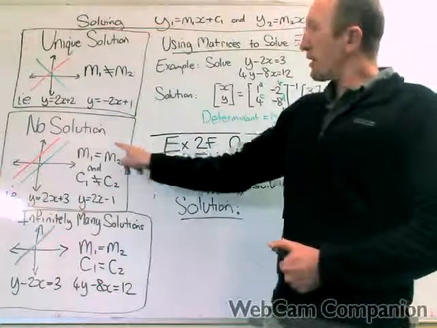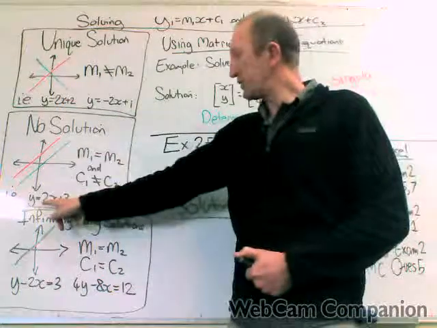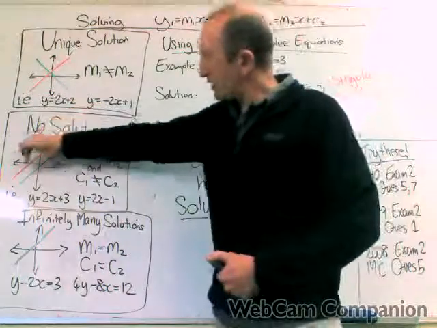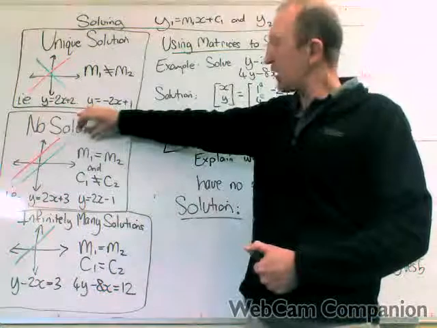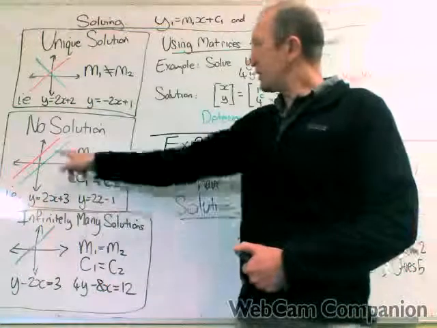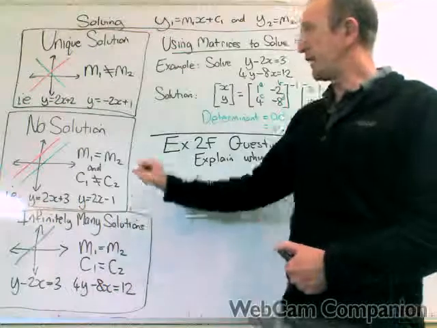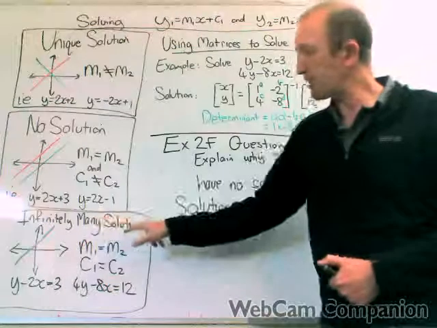In this scenario, the gradients of the two equations are the same, 2 and 2, which means that the lines will be running with the same gradient, or in this case parallel. The y-intercepts are different, which means they will run parallel. That's another scenario. The last scenario, infinitely many solutions.